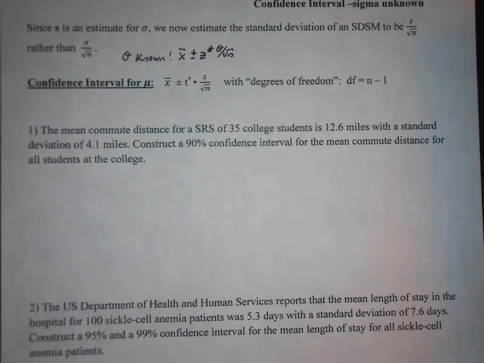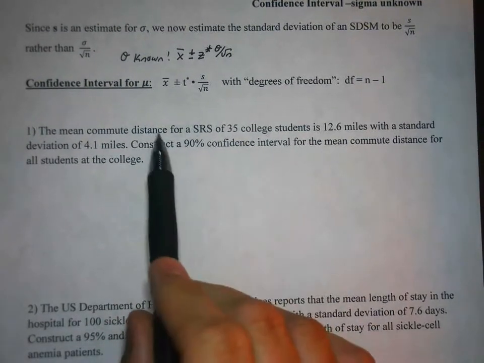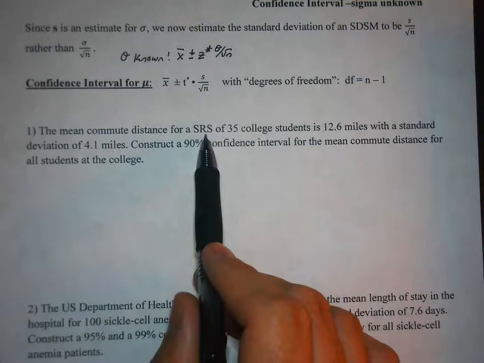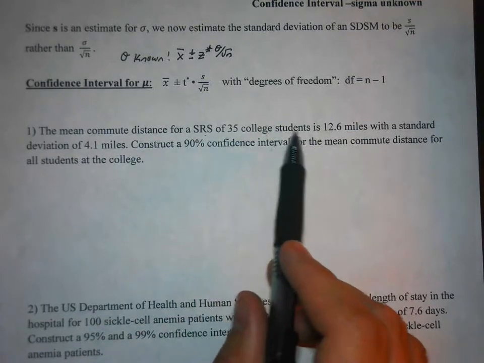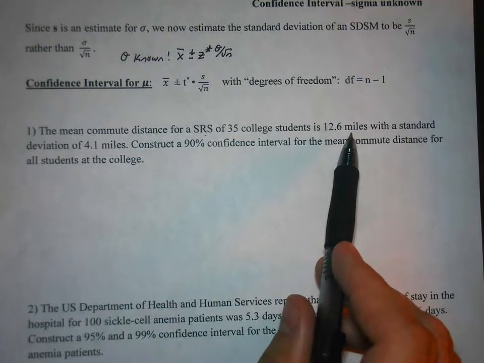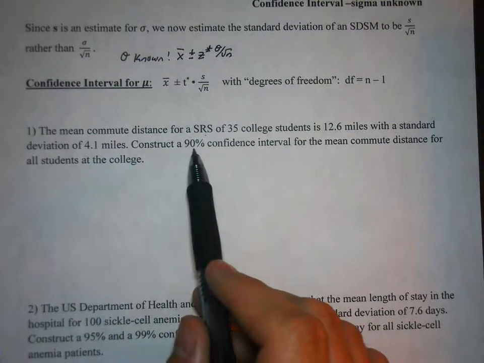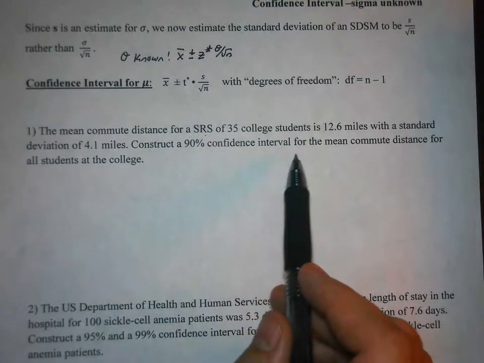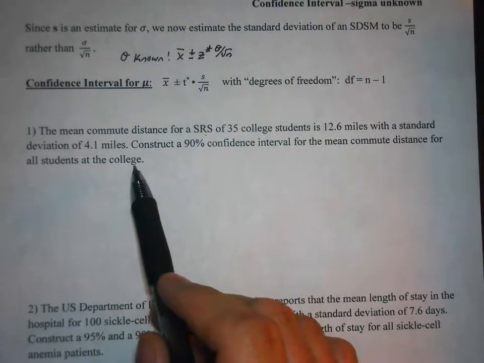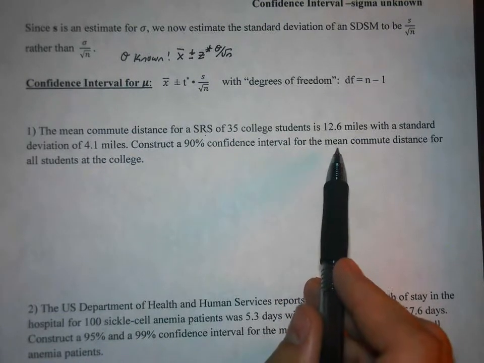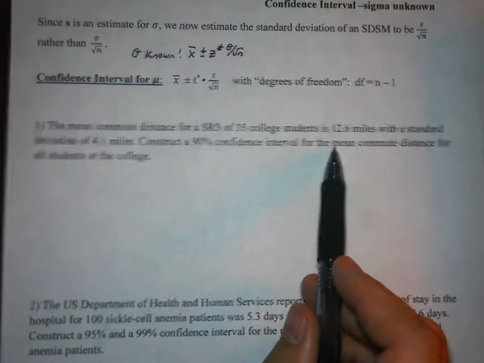Okay, so in that first example, we read the question. The mean commute distance for a simple random sample of 35 college students is 12.6 miles with a standard deviation of 4.1 miles. Construct a 90% confidence interval for the mean commute distance for all students at the college. So the mean, that'll be mu for all students.